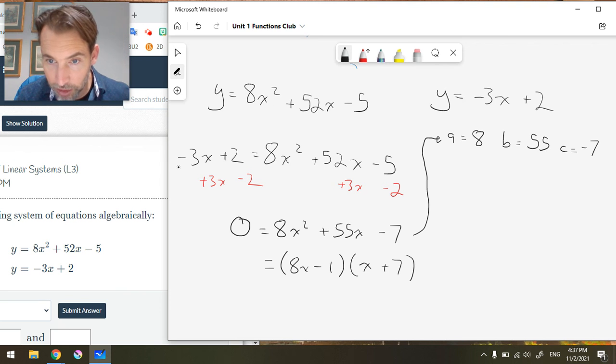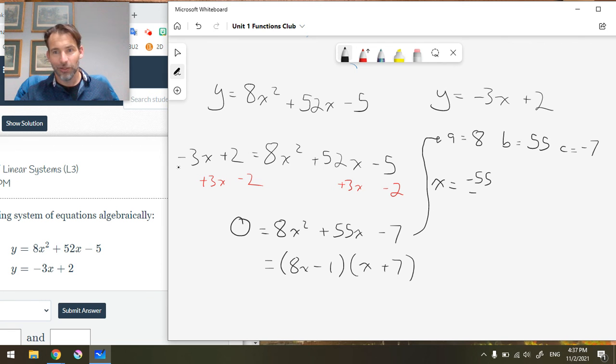So now we crank it into the quadratic formula. X equals negative 55. Don't get tired, Mr. Jennings. You're almost at the finish line. Plus or minus the square root of 55 squared.